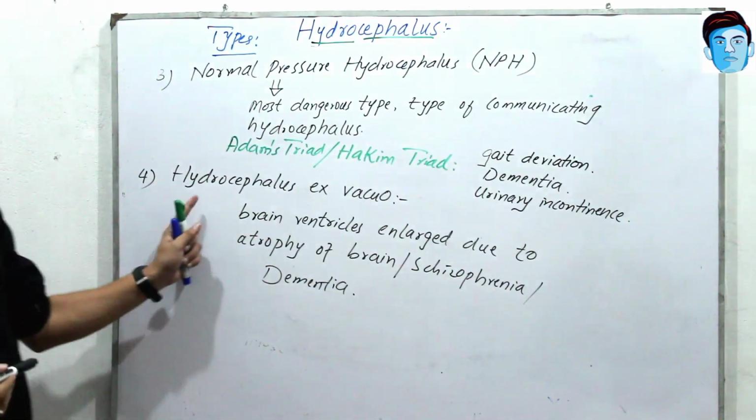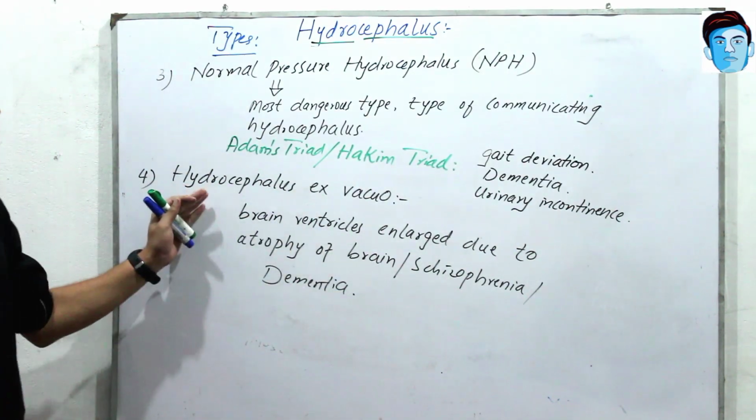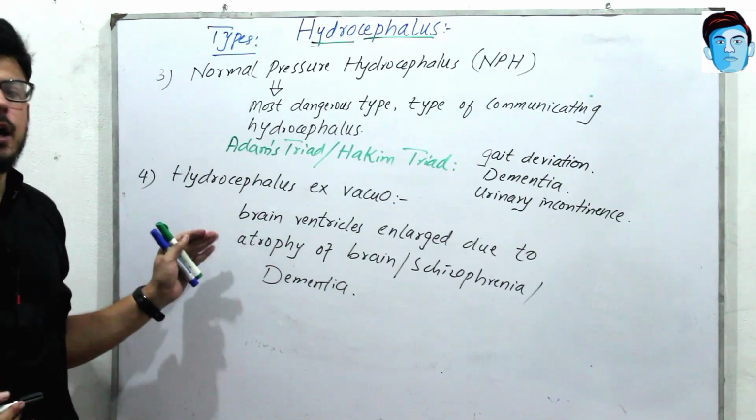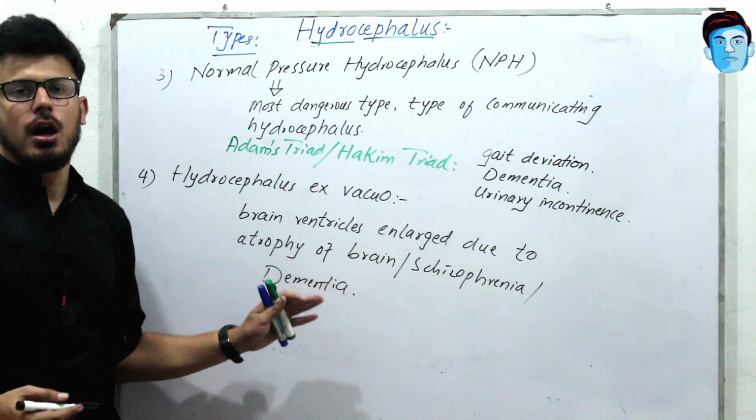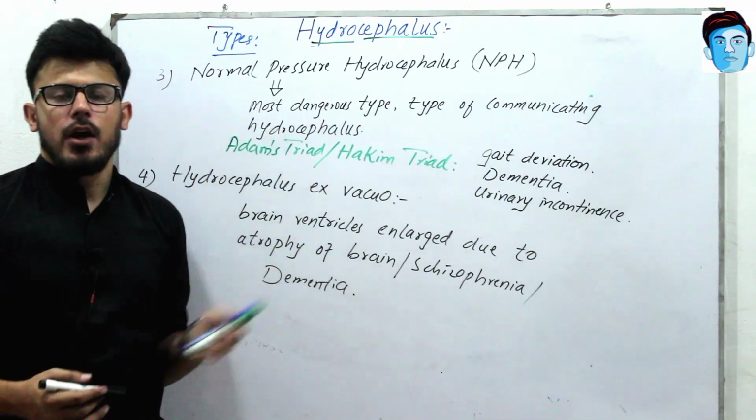So in hydrocephalus ex vacuo, it is not a true type of hydrocephalus, and here the brain ventricles are enlarged due to atrophy of the brain or schizophrenia or dementia. So student, that is all about the types of hydrocephalus.